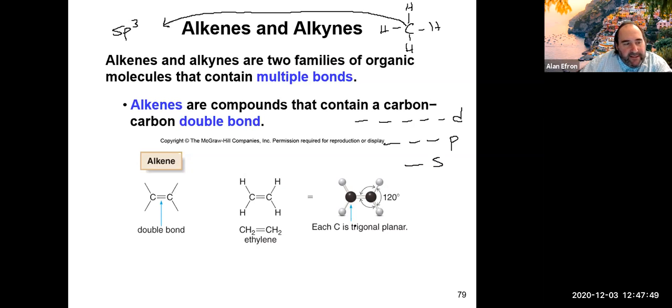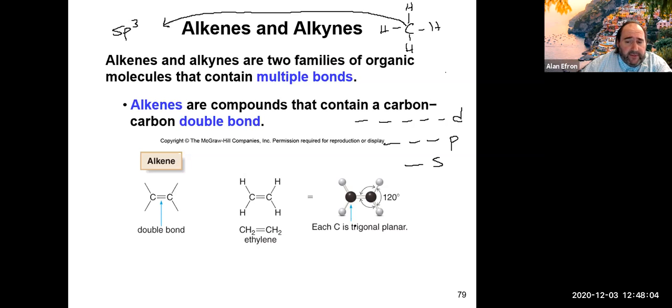Hybridization is related to electron pair geometry. And what that means is the total number of electron pairs around the central atom. And you do it like you do geometry, which means if you have a double bond or a triple bond, it only counts as one.